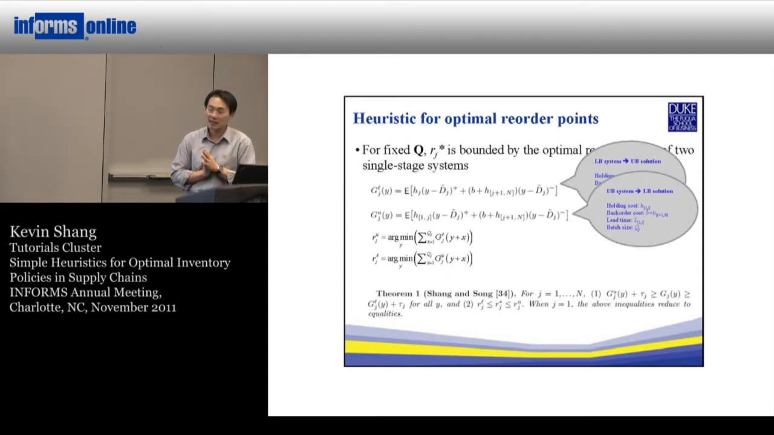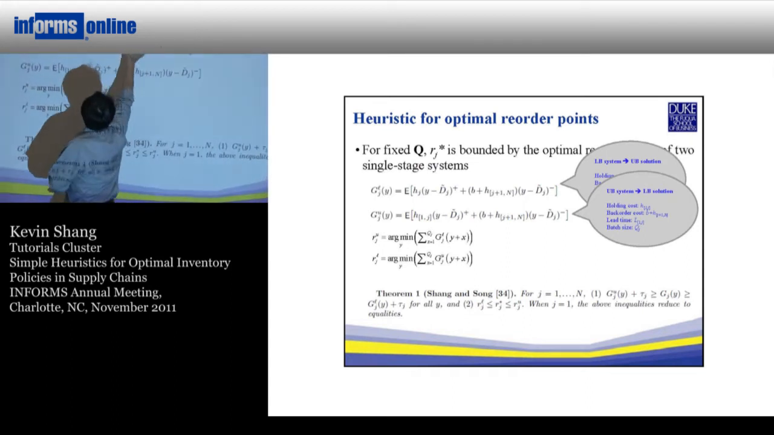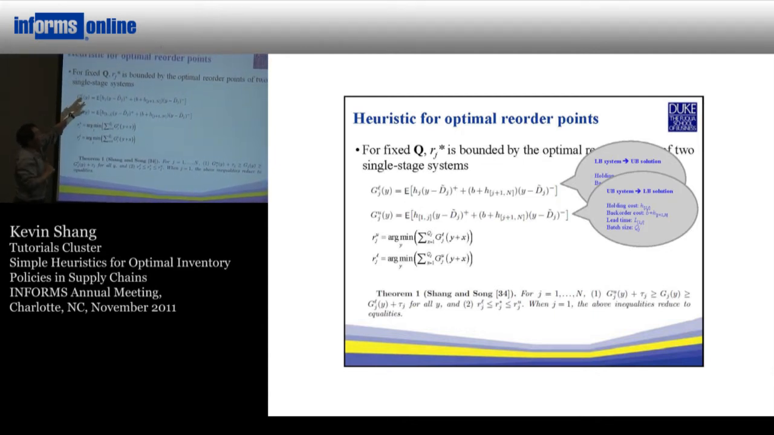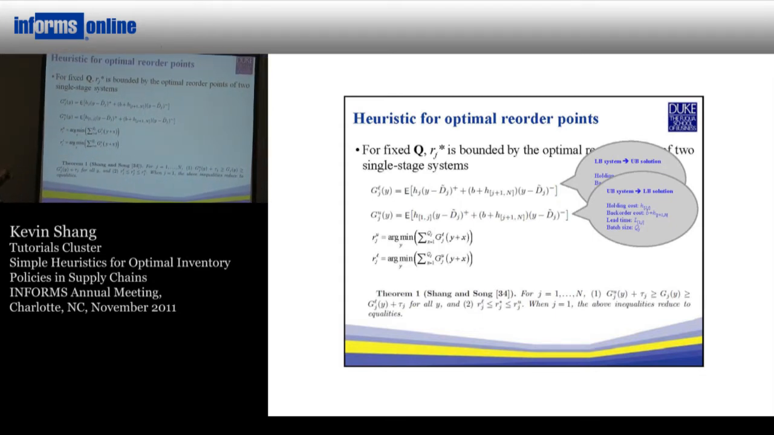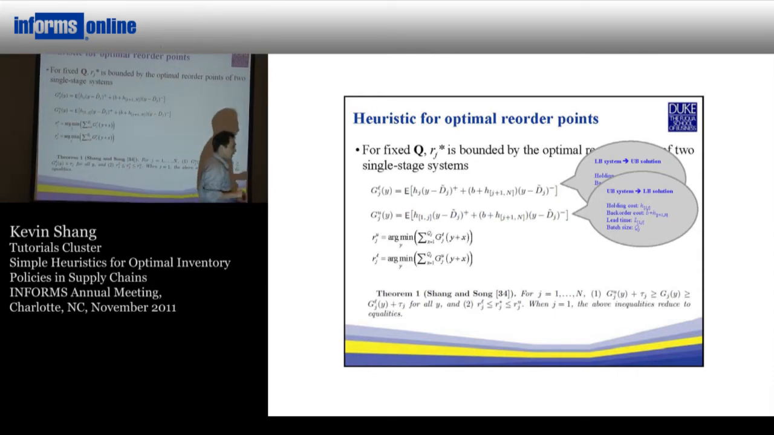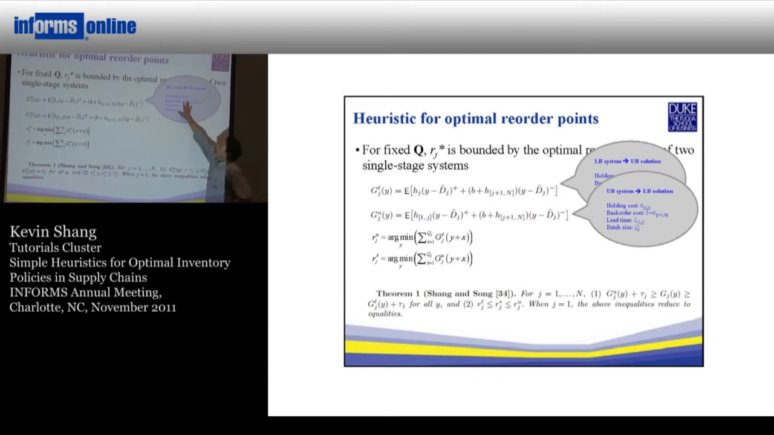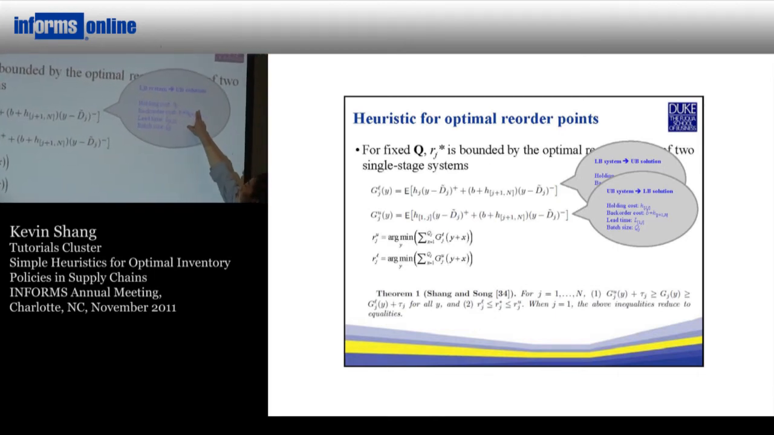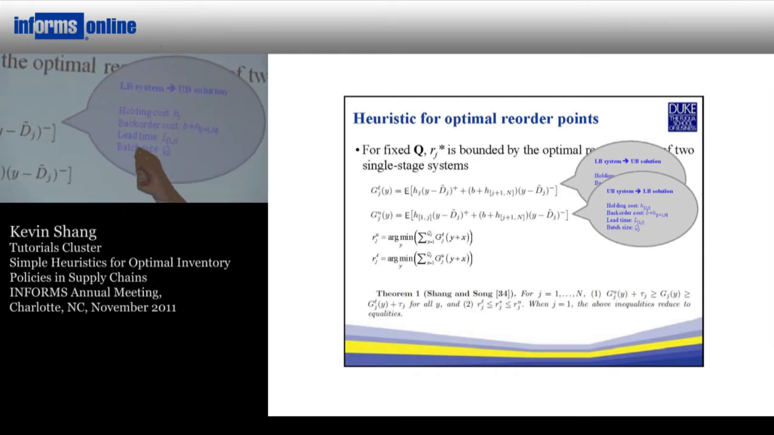So here is the first result that I got. For the optimal reorder points, if you give me a fixed Q, if you give me fixed batches, the optimal reorder point, Rj star, is bounded by the optimal reorder points of two single-stage systems. So what are these two single-stage systems? I have a very nice animation for you. Okay, so here are the system parameters for the lower bound system. In the work, you will see the lower bound system is going to generate the upper bound solution.